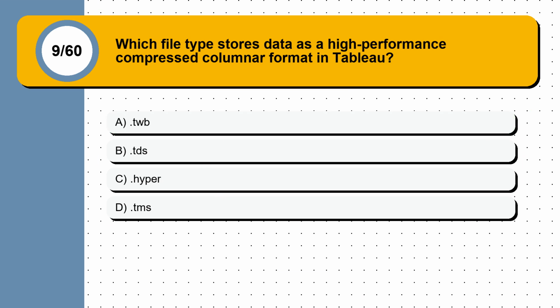Question 9. Which file type stores data as a high-performance compressed columnar format in Tableau? Option A, TWB. Option B, TDS. Option C, Hyper. Option D, TMS.